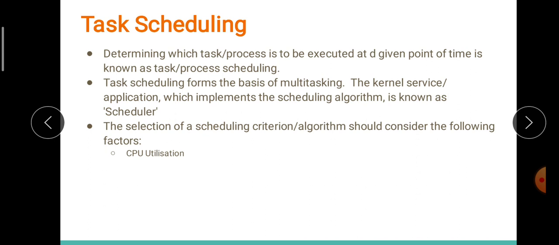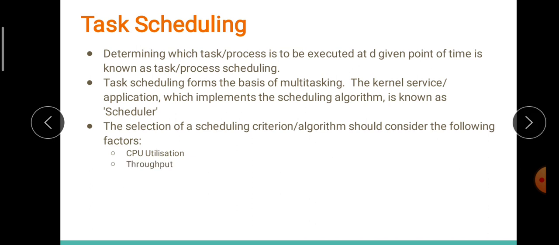Our scheduling algorithm should always make sure that the CPU utilization is high. When is the CPU utilization high? When your CPU is always busy or always executing, your CPU utilization is high. And this is in fact a measure of your system's efficiency. So it gives us knowledge about how well the CPU is being utilized. So the scheduler or the scheduling algorithm must make use of the CPU utilization.